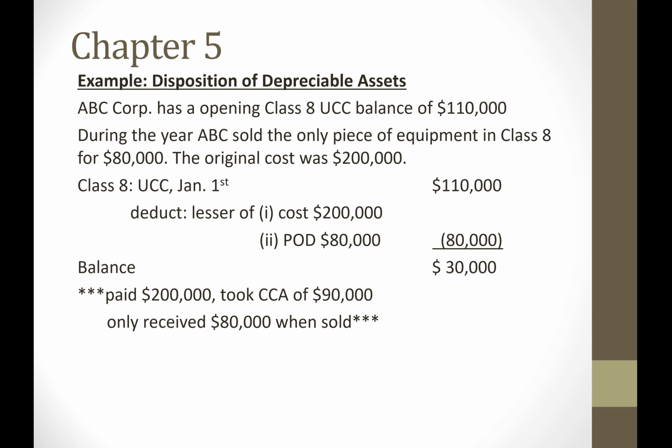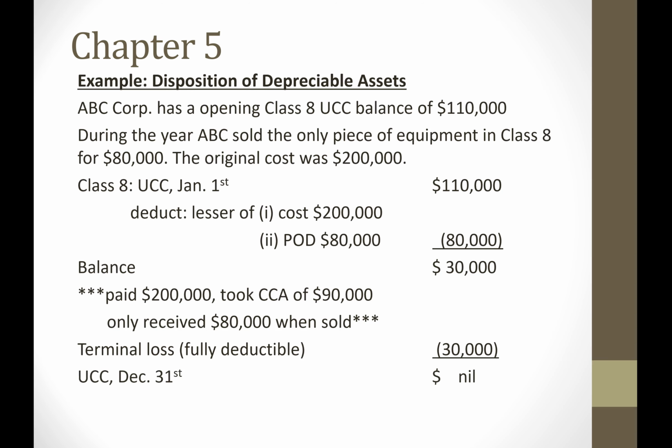Let's actually take a look at why. We paid $200,000. We took CCA of $90,000. That means we had that $110,000 left at the beginning of the year. We sold the asset for $80,000. That basically means we're still behind $30,000. And so what this tax rule says is that we get to fully deduct this amount as a terminal loss, and that's going to reset this balance to zero. So that's an example of a terminal loss.